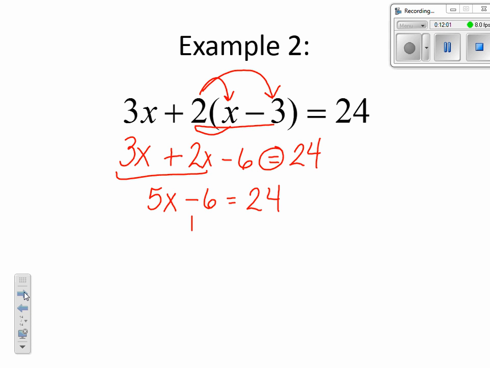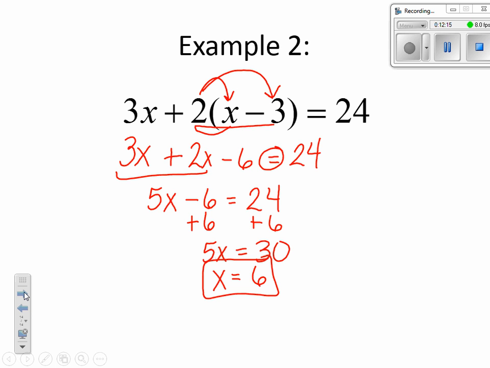Now I can go ahead and solve this. Add the 6, 30. 5x equals 30. Therefore, x, when I divide by the 5, becomes 6. Okay, so we have talked about some vocabulary. We have also talked about solving equations. Those are two key things that you're going to need for Algebra 2.